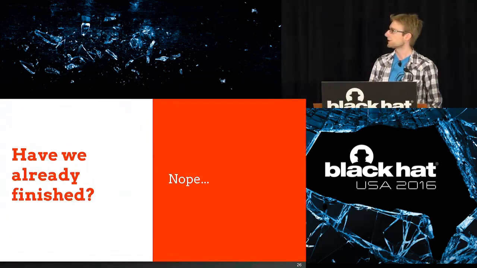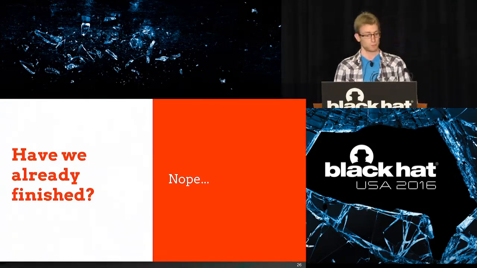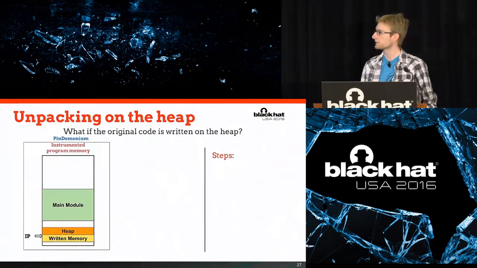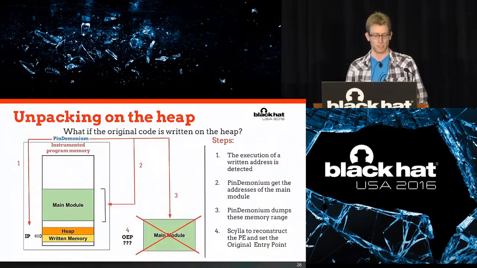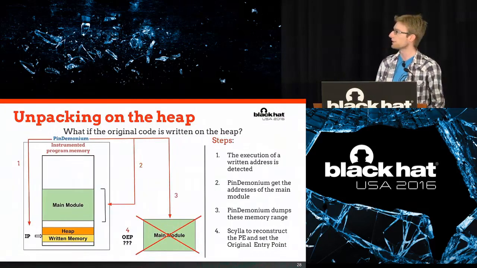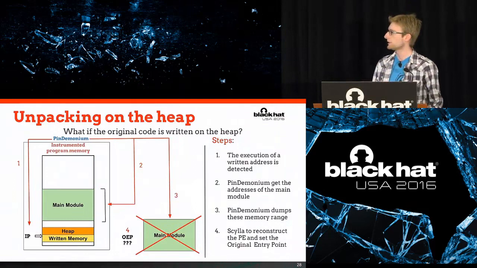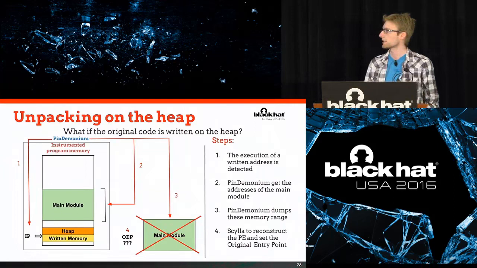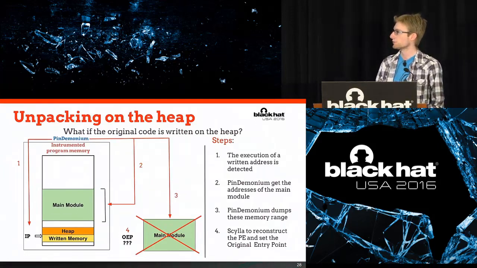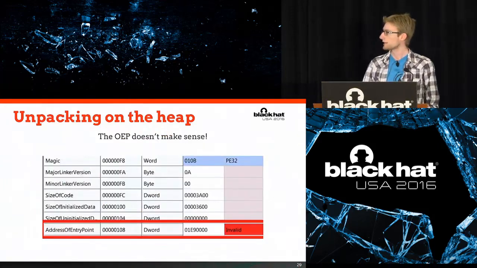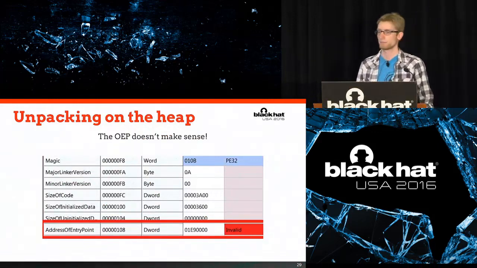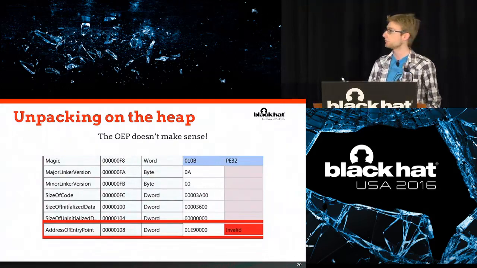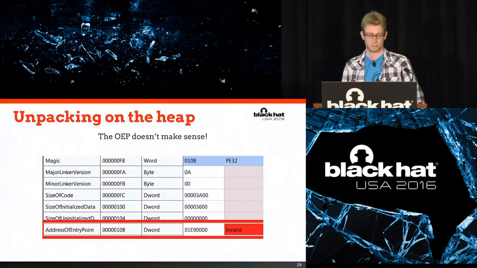This seems pretty simple, but have we already finished? Nope, because what happens if the malware unpacks its code on the heap? By following the previous step, we wouldn't dump the write interval that has broken the W-XOR-X rule and which likely contains the unpacked malware, but we would just get the main module. And when we try to set the address of entry point of the reconstructed PE, this wouldn't make any sense because it is pointing to a memory area which has not been dumped.